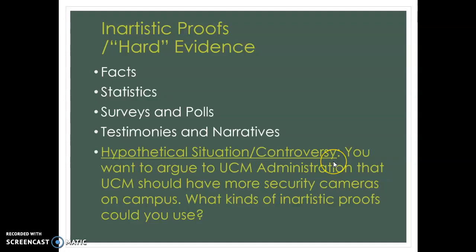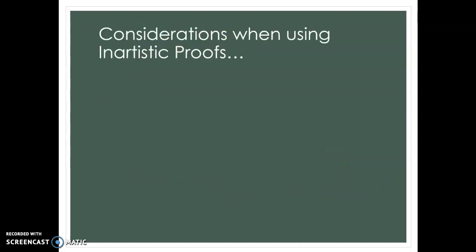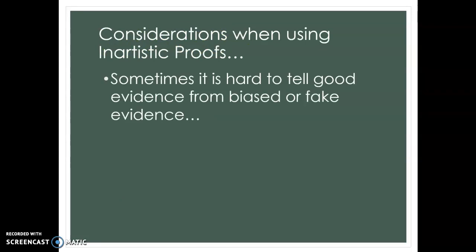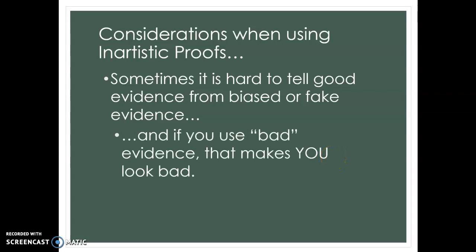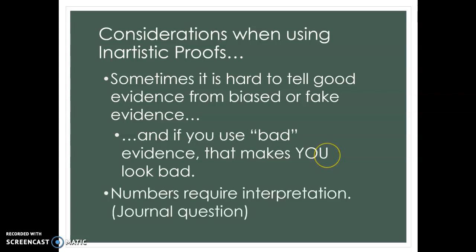Okay. So some things we should think about when we use inartistic proofs. Sometimes it's hard to tell good evidence from biased or fake evidence. So especially on the reading side, it's really important for us to dig and look at the sources and make sure we're getting actual raw data as opposed to interpretations of data. And also, again, from the writing point of view, if you use bad evidence, that makes you look bad. Okay, so that also affects your ethos. And again, numbers require interpretation, so make sure that you're interpreting correctly, but also that you're being interpreted to correctly.